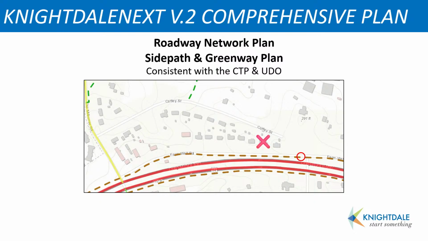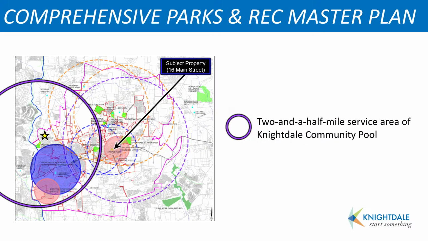For the roadway network plan, and side path and greenway plan, with the variances, the Board of Adjustment found that they met the required findings to not install required roadway improvements and pedestrian improvements, so therefore, on face value, this project is generally consistent with those 2 plans. Looking at the comprehensive parks and rec map, the subject property is located within the 2.5-mile service area of Knightdale Community Pool.